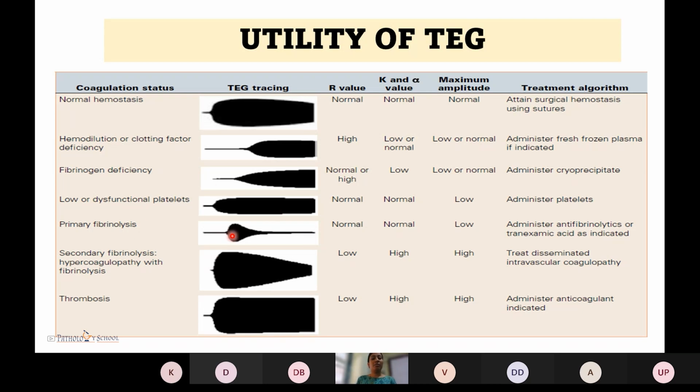Here you can see that the maximum amplitude is significantly increased as compared to the value of maximum amplitude in the normal hemostasis. So here it is a hypercoagulopathy along with increased LY30 value. So here fibrinolysis is also defective. In this last graph, you can see that the MA, that is maximum amplitude value, is significantly high as compared to the normal hemostasis graph. So this is the TEG tracing which is showing thrombosis. And these are the respective treatments which are to be administered to these patients.